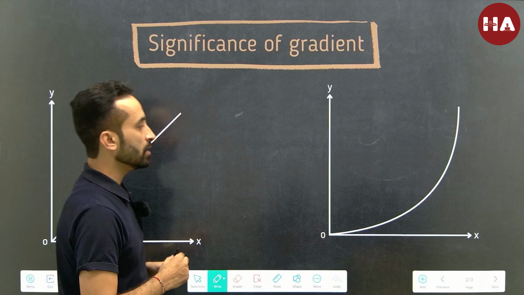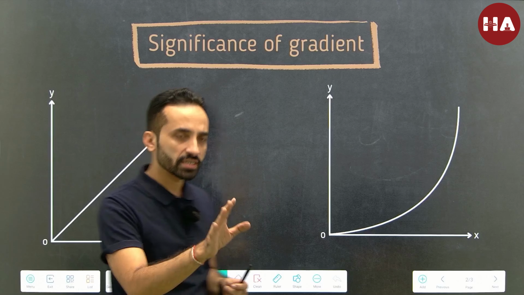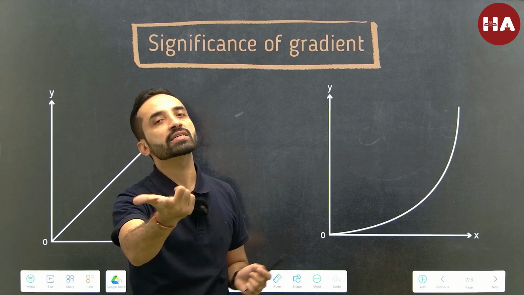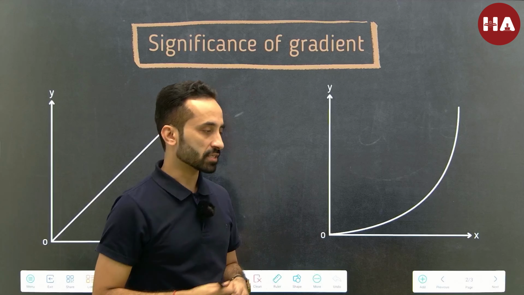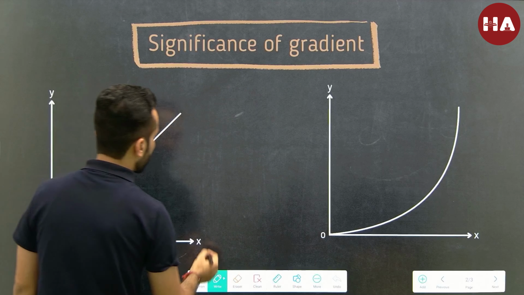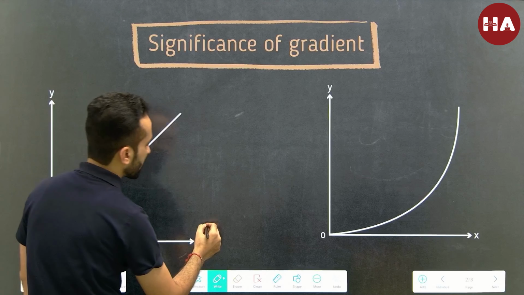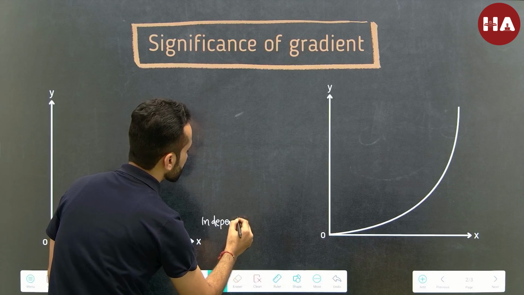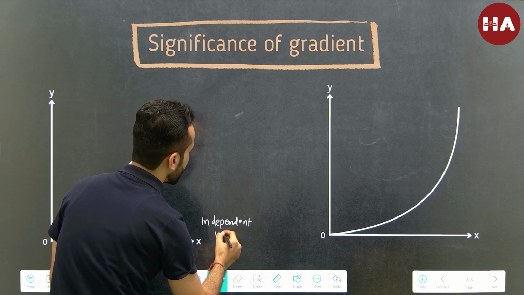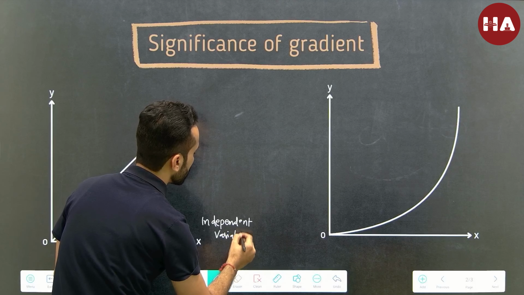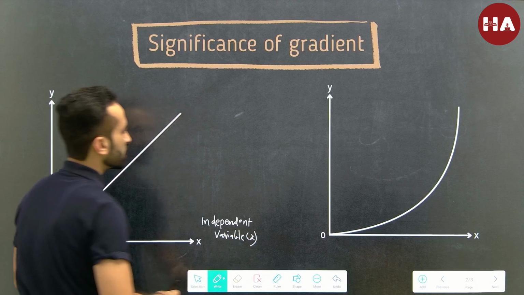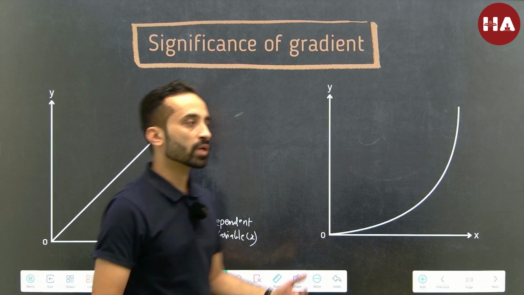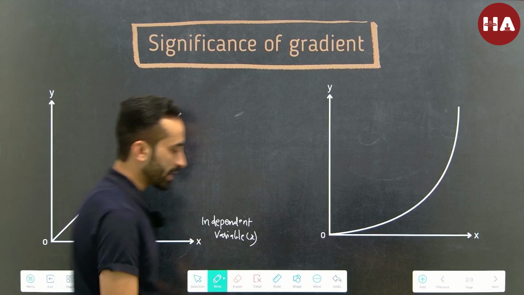Understand, we mostly discuss the behavior or the dependence of one physical quantity on another physical quantity. So let's say we have this x, and we call this x the independent variable. What do you mean by that? We are changing x, and by changing x we want to see the change in y.